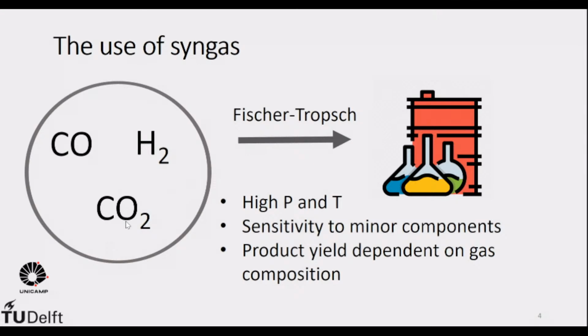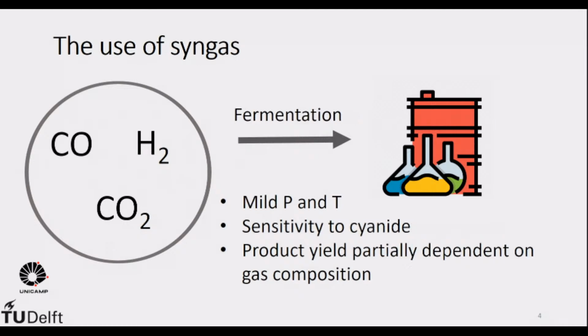Another feature of the Fischer-Tropsch synthesis is that the product yield and selectivity heavily depend on the composition of the gas, basically on the ratio between carbon monoxide and hydrogen. So these weaknesses that I have mentioned are, let's say, the strengths of the replacement of the Fischer-Tropsch synthesis by a fermentation.